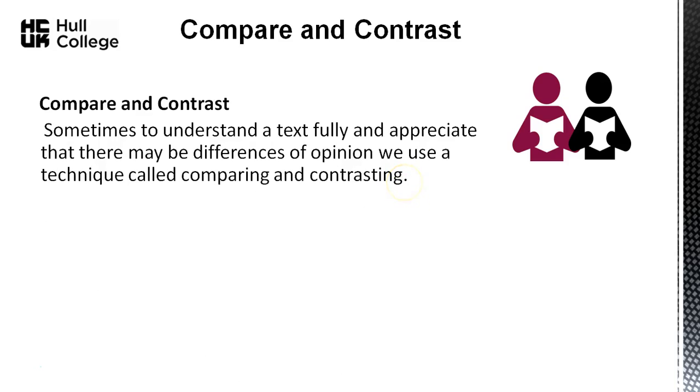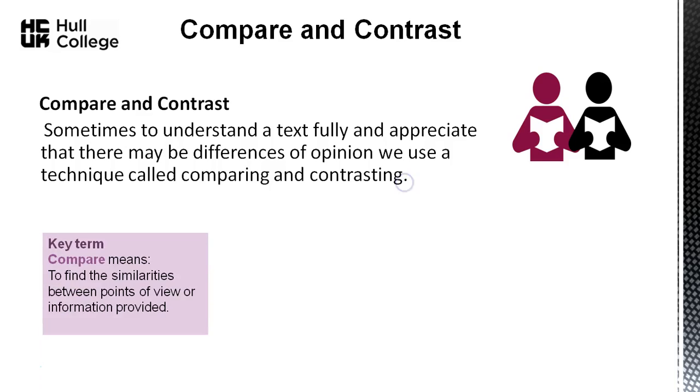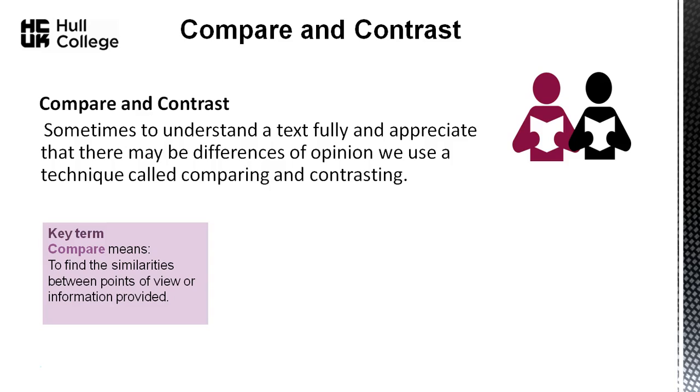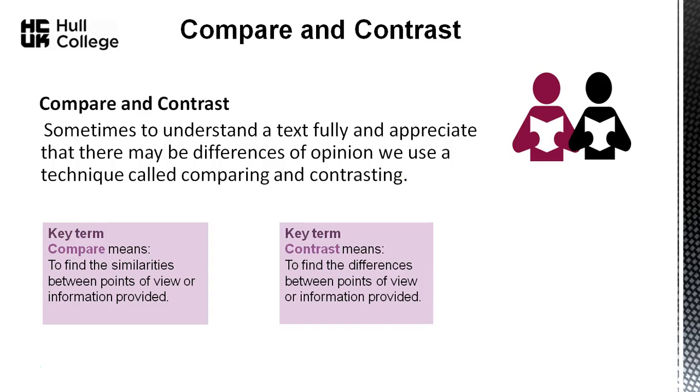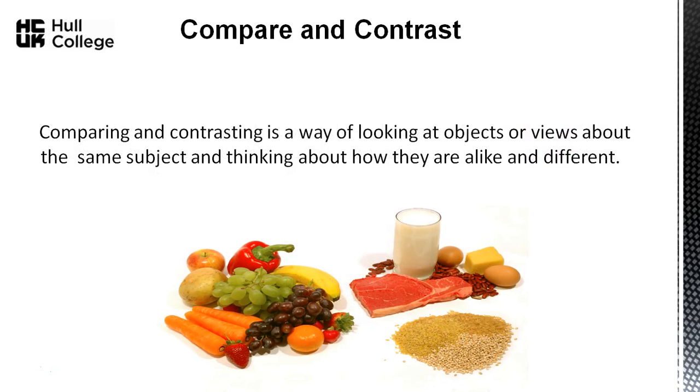Sometimes, to understand a text fully and appreciate that there may be differences of opinion, we use a technique called comparing and contrasting. The key term compare means to find the similarities between points of view or information provided. The key term contrast means to find the differences between points of view or the information provided. Comparing and contrasting is a way of looking at objects or views about the same subject and thinking about how they are alike and different.